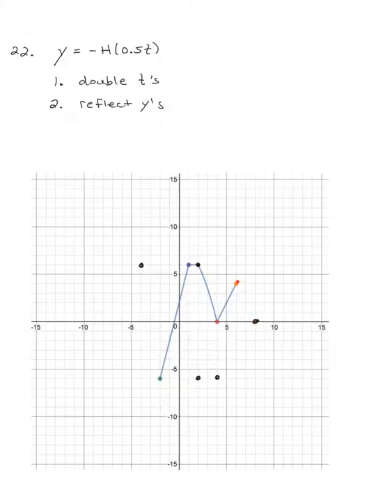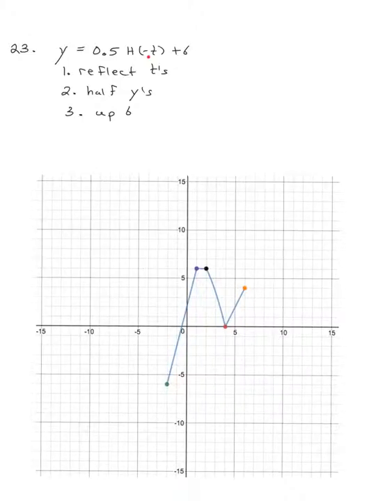And then this last point, if I double the x at 6, it goes out to 12. And if I multiply that by negative 1, it goes to negative 4. So that's 12, negative 4. This is my graph. I've doubled the t's and reflected the y's.